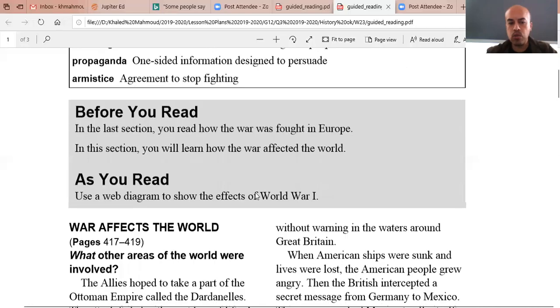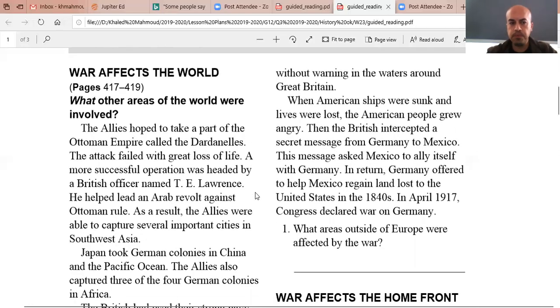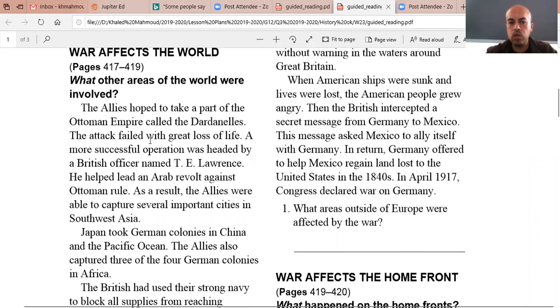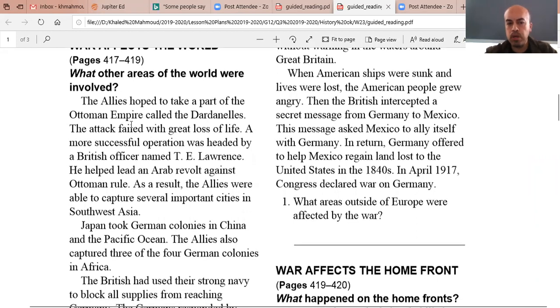So let's start now with the first part in this section. How did the war affect the world? What other areas of the world were involved? The Allies hoped to take part of the Ottoman Empire called the Dardanelles. The attack failed with great loss of life. A more successful operation was headed by a British officer named T.E. Lawrence. He helped lead an Arab revolt against Ottoman rule. As a result, the Allies were able to capture several important cities in Southwest Asia.